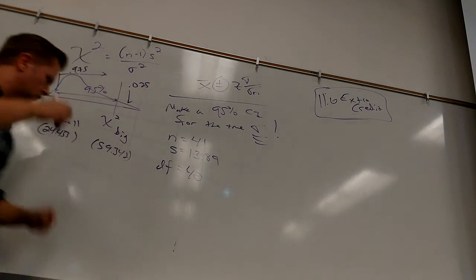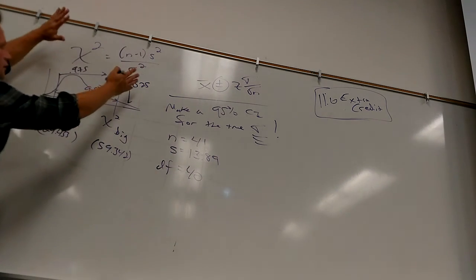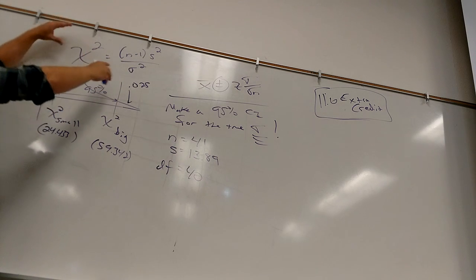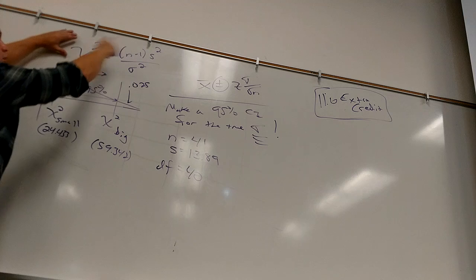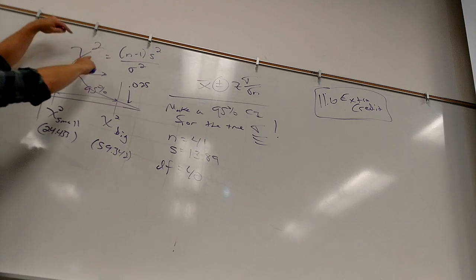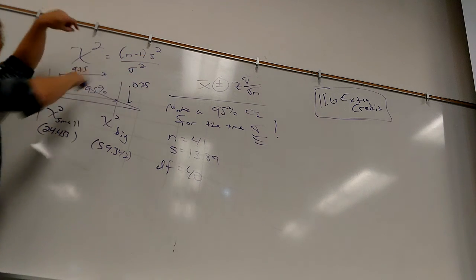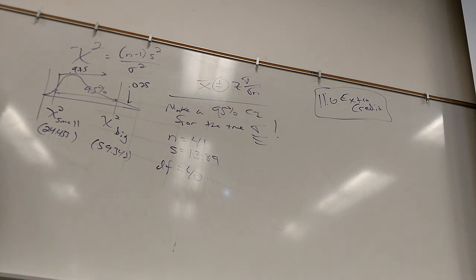So what I'm going to do is interesting. What piece of this am I really interested in right now that I don't know? We just said it. We know these. We've got 2 of these. We're good there. We know n minus 1. We know S. We just don't know sigma. I'm trying to figure out what sigma looks like.